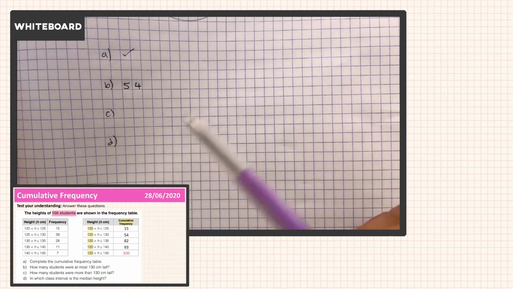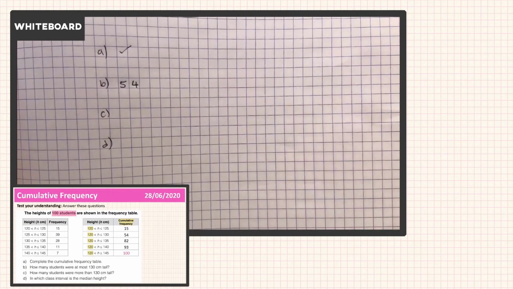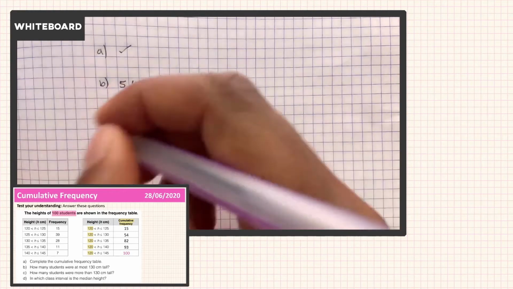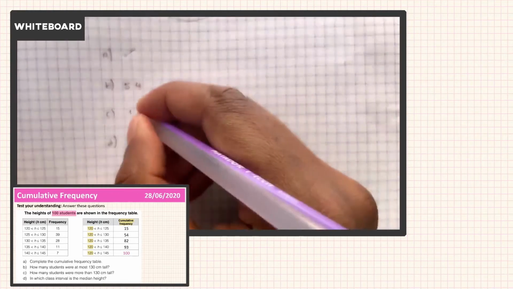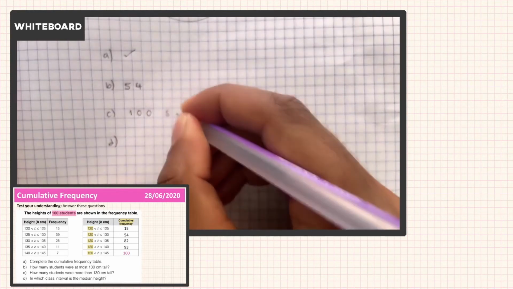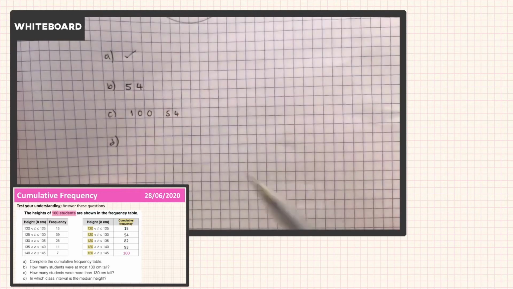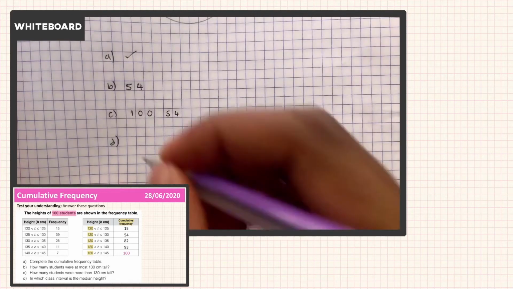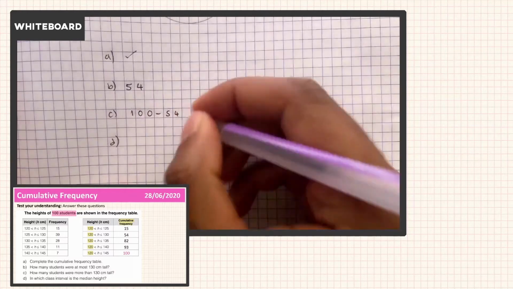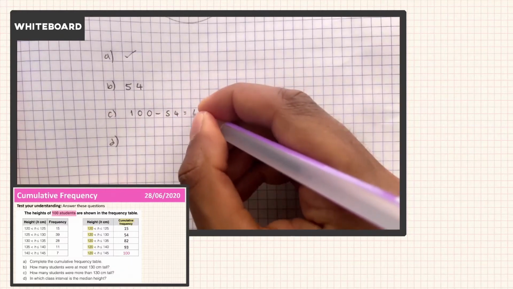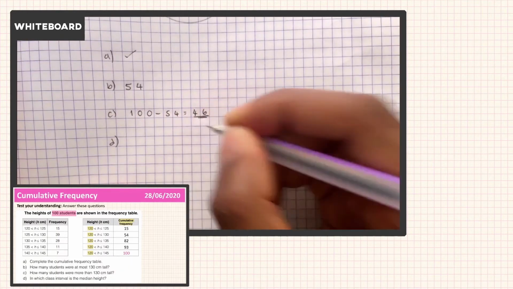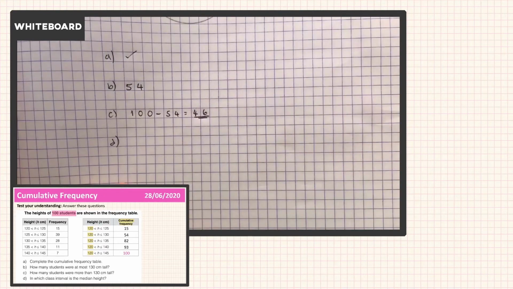Okay, the next one is how many students are more than 130 centimeters tall. So if I know I've got 100 students and I know 54 of them are up to 130 centimeters tall, if I just do that as a subtraction, I will get the answer, which in this case is 46. So that's how many people are more than 130 centimeters tall.